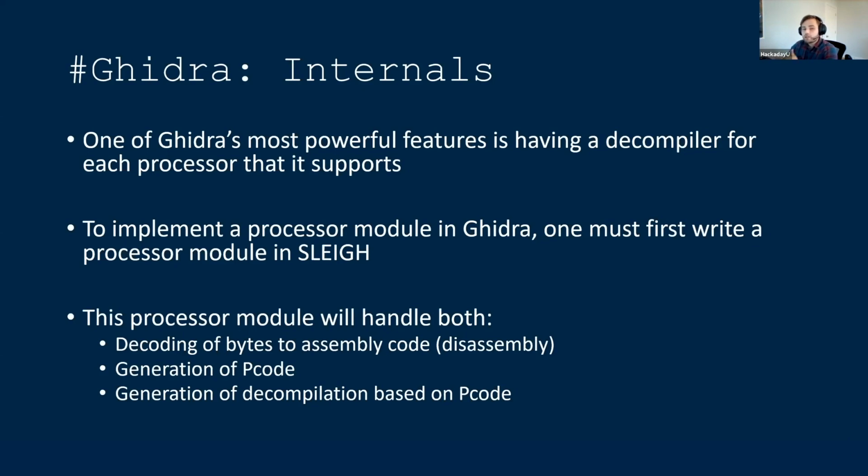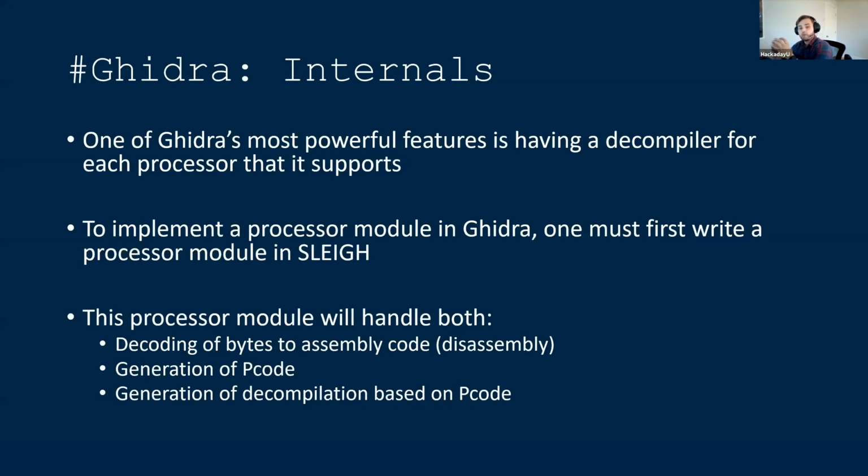We've talked about one of Ghidra's most powerful features being that it has this decompiler, right, that works with almost every processor that it supports. If you want to add support for a new processor, you're going to implement that in what's called SLEIGH. We'll talk about that later on. But SLEIGH is the language that's used to define these processors, and what that defines is how we actually go from the raw bytes that we talked about back in session 1.